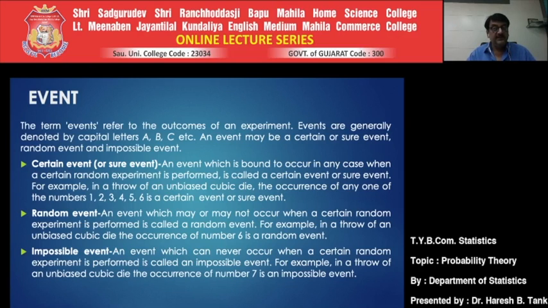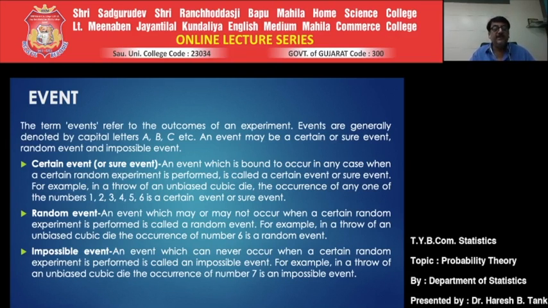Let us see it with some example. While throwing an unbiased cubic die, the occurrence of any one number from 1 to 6 is a certain event. It is very natural. If you just throw a die, naturally any one of those 6 numbers may occur on the surface. So it is going to happen surely. That is why this type of event is called a certain event.